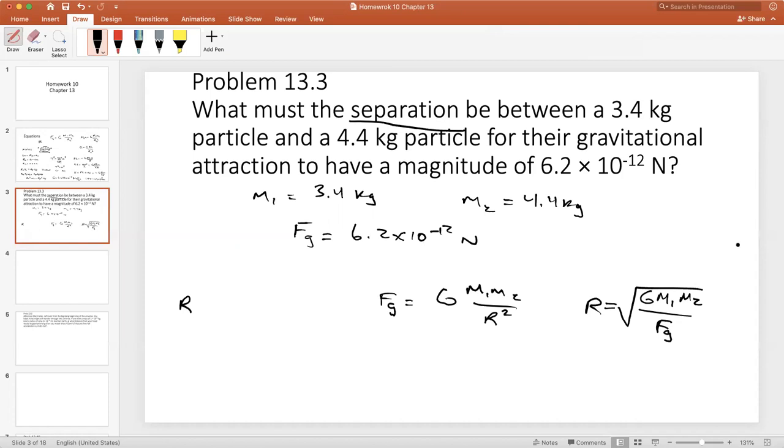And if we plug numbers in, I'm not going to plug numbers in. You can easily compute that. This is 6.67 times 10 to the minus 11, 3.4, 4.4 divided by 6.2 times 10 to the minus 12. As a really quick check though, if this is 10 to the minus 11 and this is 10 to the minus 12, this is going to give us something times 10 to the 10th. So just remember that. Otherwise, this problem's super easy. It's just a little practice on using the equation for Newton's universal gravity, okay, between any two objects.